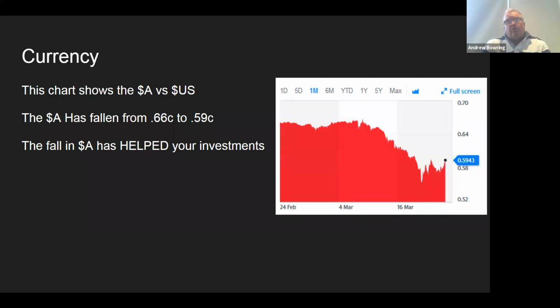And so much so that some of the investments held in Asia, where the markets haven't fallen that badly, the value of the share investments in Asia in the last month or two have actually gone up, not due to the fact that the markets have gone up, but by virtue of the fact that the Australian dollar has fallen.